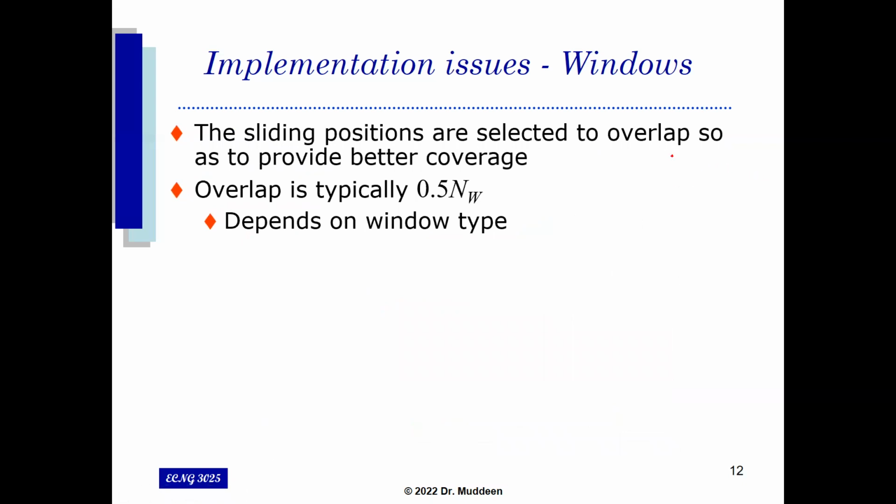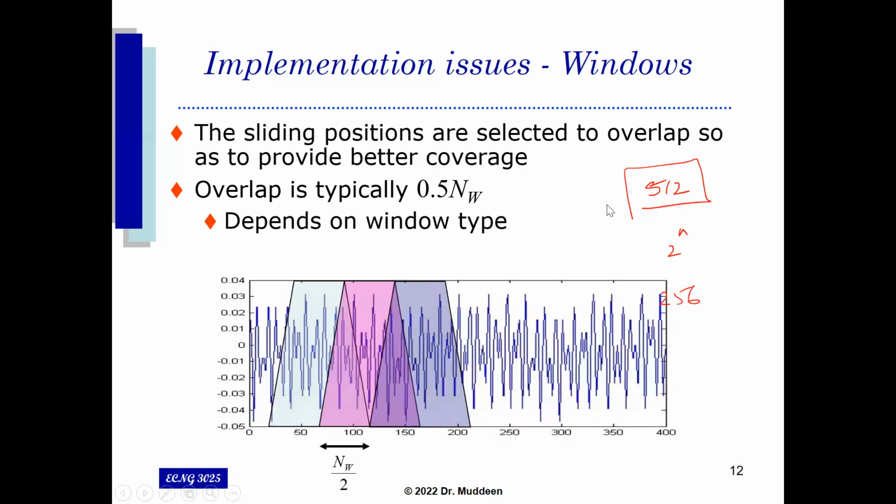So let's say I'm dealing with a window of size 512 samples. Remember, because we're using the FFT, the size of the windows has to be 2 to the power of some number. So if the window size is 512, for instance, then the overlap typically is 256, half of that. It depends on the window type, but usually most people use an overlap of about half. And if you do that, you get this sort of behavior here.